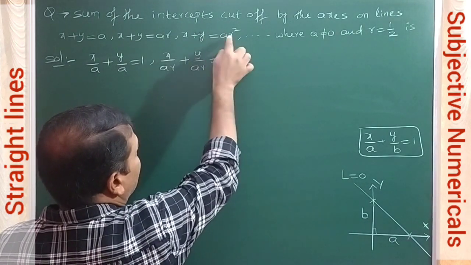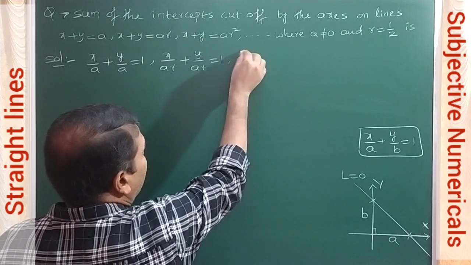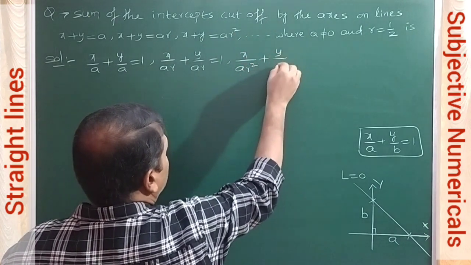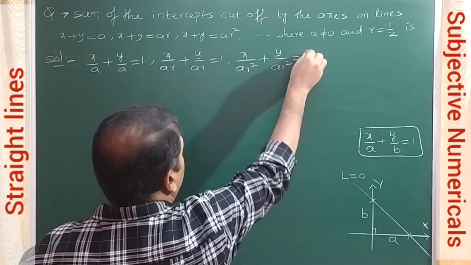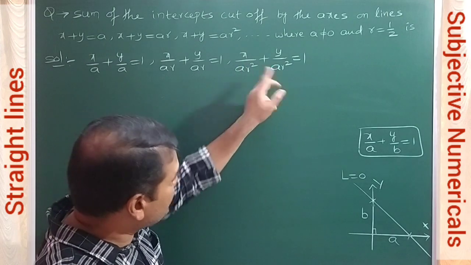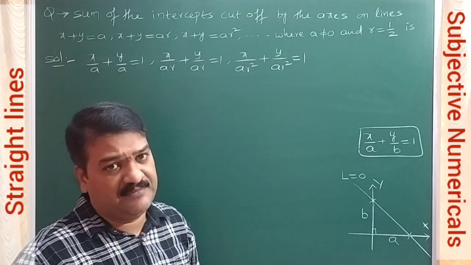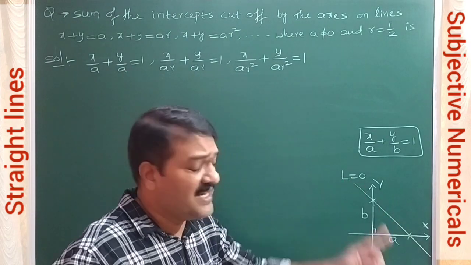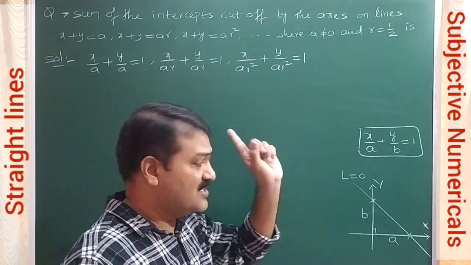Proceeding like that, for the third line, divide by ar square. So x by ar square plus y by ar square is equal to 1. So x and y-intercepts both are equal to ar square. So let us calculate the intercept cut off between the axes for each of the lines here.